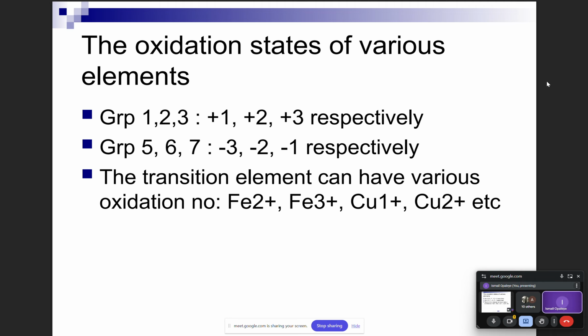What do we call group 1 elements again? What's their name? Anybody?